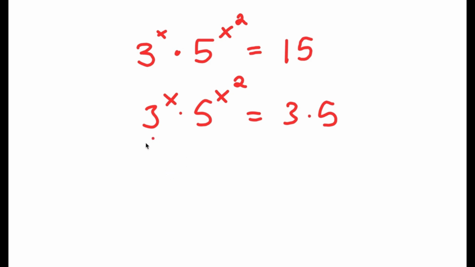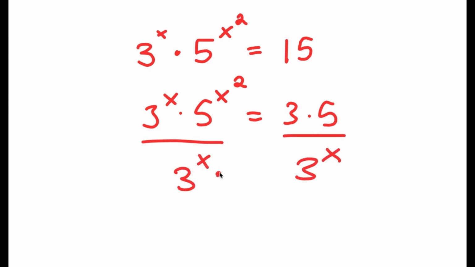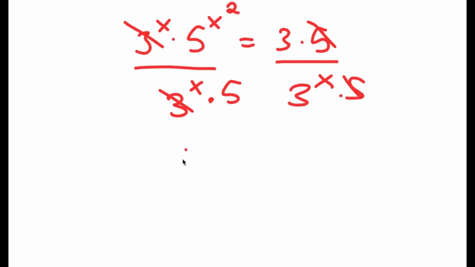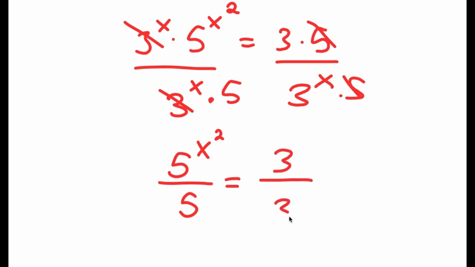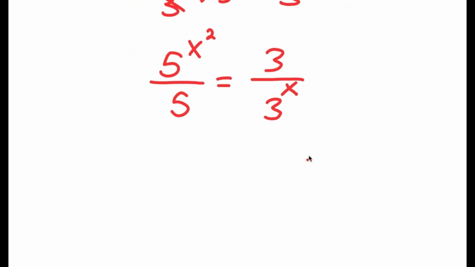Now, I'm going to divide both sides by 3 to the power of x, as well as 5. So then for my left-hand side, both the 3 to the power of x's cancel out. For my right-hand side, both the 5's cancel out. So now I get 5 to the power of x squared over 5 is equal to 3 over 3 to the power of x.